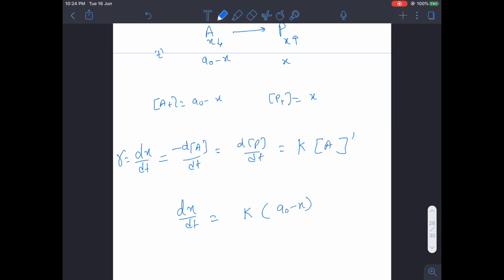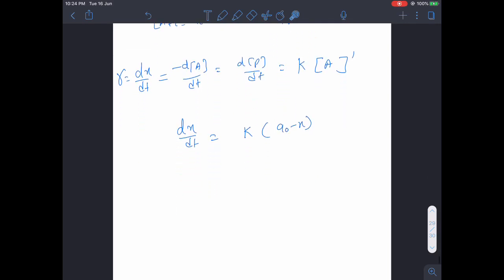I will write A0 minus x. Now, I will separate the variables because I can integrate a function of x with dx, then A0 minus x, and I will separate time on the other side. So, K into dt. Now, if I am going to integrate, I need to put the limits also. Whatever the d part is there, we need to put the limit of that only. So, at time t is equal to 0, what was the value of x? The reaction just started, so x will be 0. Now, at general time t, x will be simply x.